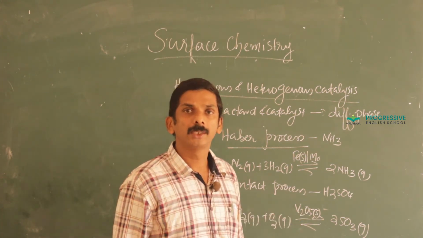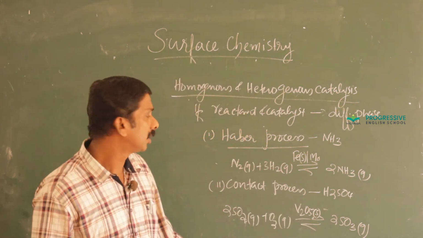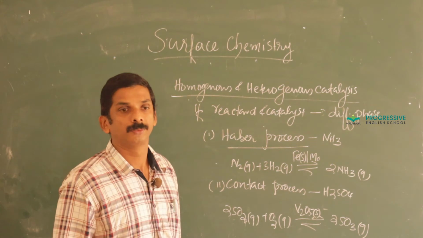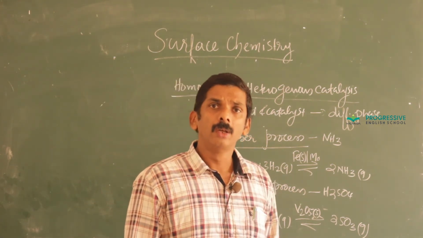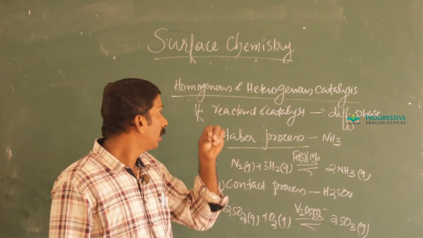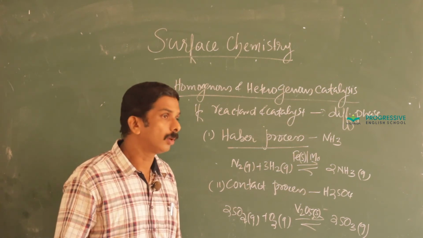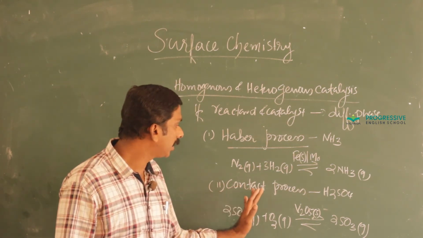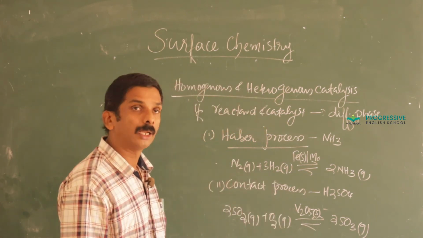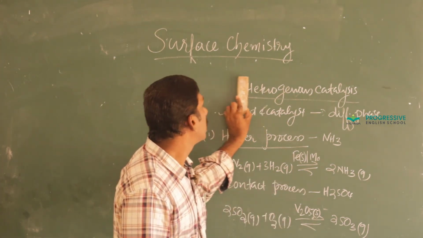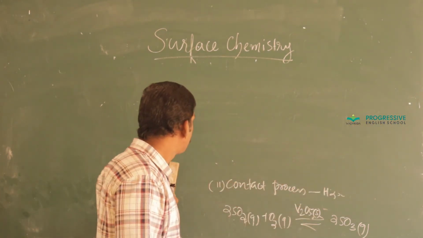This question asks like this: differentiate between homogeneous and heterogeneous catalysis with a suitable example. The word homo means same, hetero means different. The point you have to remember is that if the catalyst and the reactant are in the same phase, it is called homogeneous catalysis, and if the reactant and catalyst are in different phases, it is called heterogeneous catalysis. Okay, clear? Next, we discuss these.